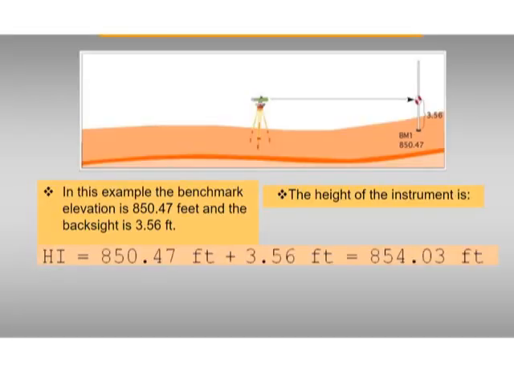In this example, the benchmark elevation is 850.45 feet and the backsight is 3.56 feet as shown in the diagram. Through this, we can find the height of instrument. It is given by the sum of benchmark and the backsight, which in this case is 854.03 feet.